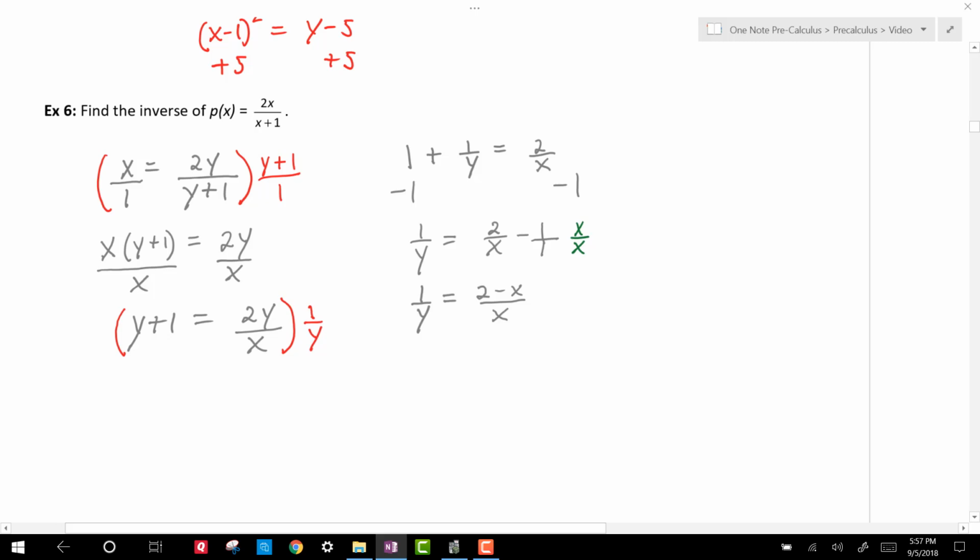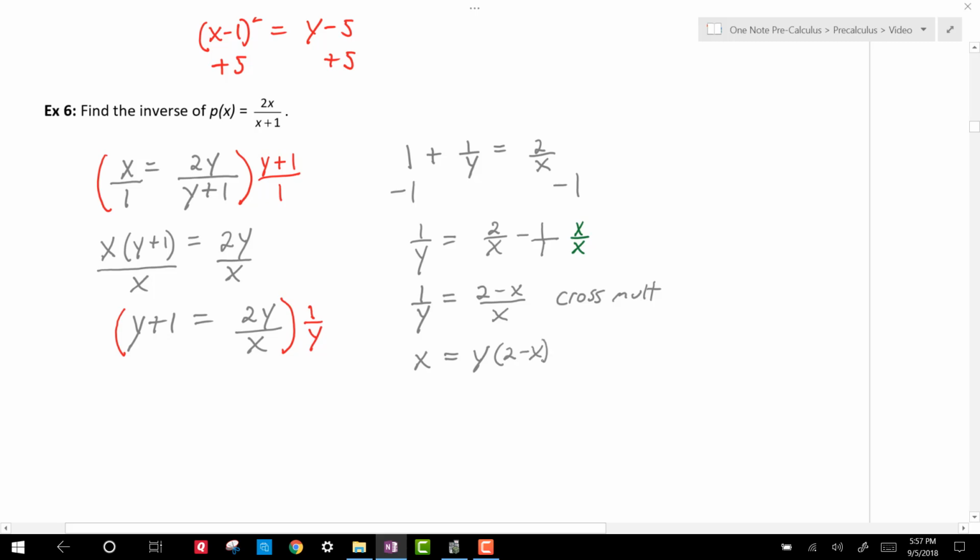And the reason I did that now is so that I can go ahead and get this y value up on the right side. The only way I'm going to be able to get this y into the numerator is by multiplying it to the other side. The reason I did a single fraction on the right is so that I could do some cross multiplying. So at this point, I'm going to cross multiply. x times 1 is x. And y times 2 minus x is y times 2 minus x.